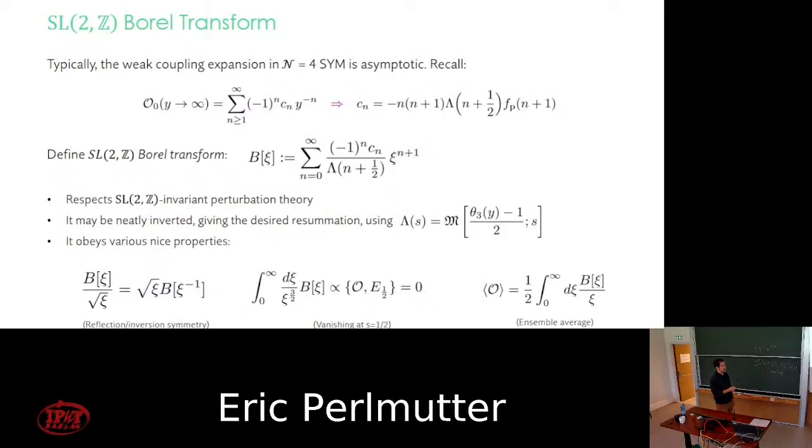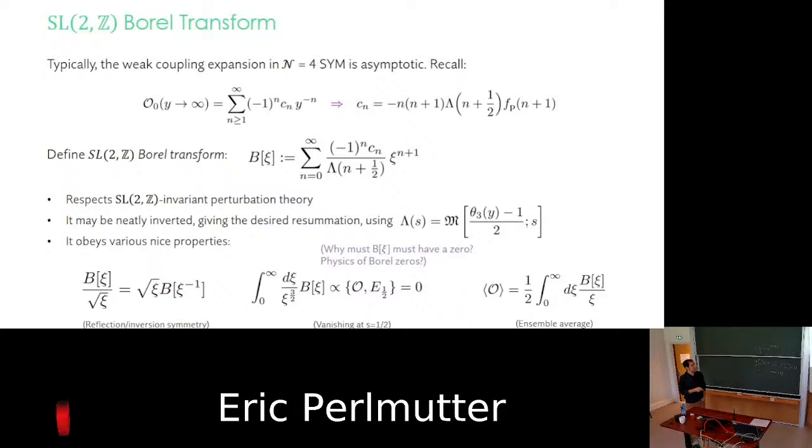There's reflection symmetry under C goes to 1 over C. This thing has to vanish when integrated against this power of C. And the ensemble average is nicely cast in this language. You'll see why I'm mentioning these properties in a second. Let me just note for the moment, this second property is especially interesting.